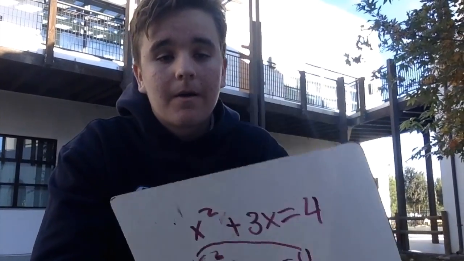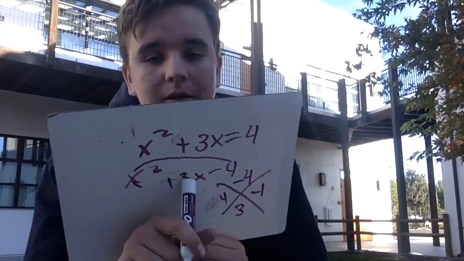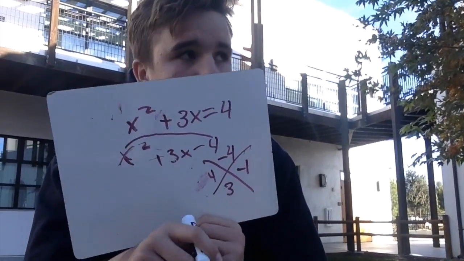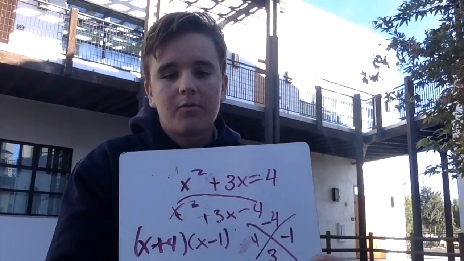Then that's simple from here. All you gotta do is negative 4 and negative 1. So that would mean that it multiplies to equal negative 4 and adds to equal 3. So there we go, that's a simple factor. It would be x plus 4 and x minus 1. So that was kind of a simple one, but you know, it threw a twist in it.